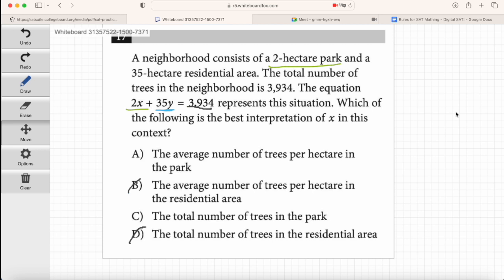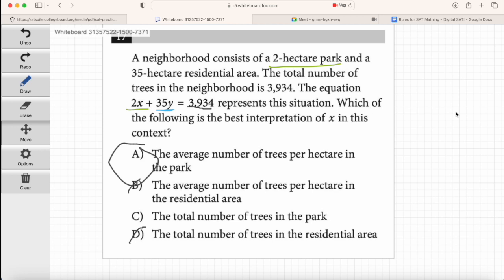But if the total number of trees in the park is x, and we multiply that by 2, we're going to get double the number of trees in the park. Does that make some sense? So that's why I think it's probably A and not C. Let me double check the answers here. For number 17, yeah, it's A. It's A. Okay. Does that make sense there?